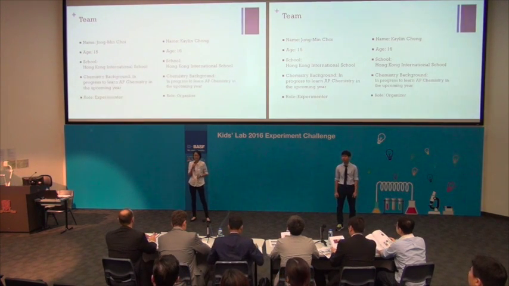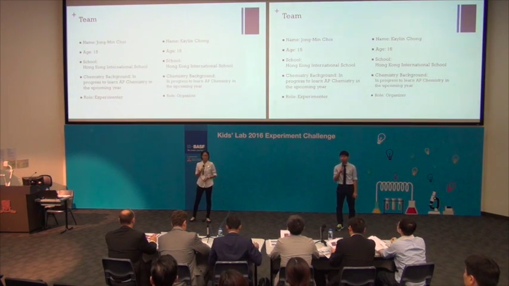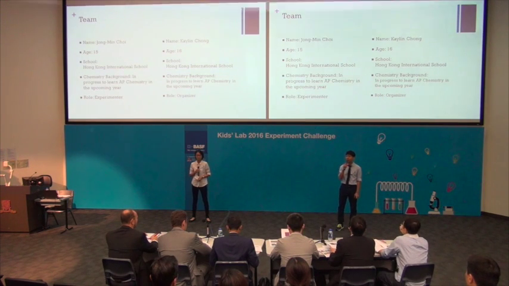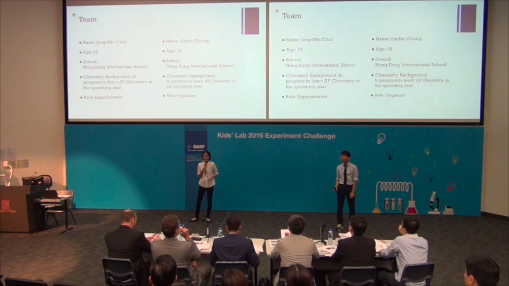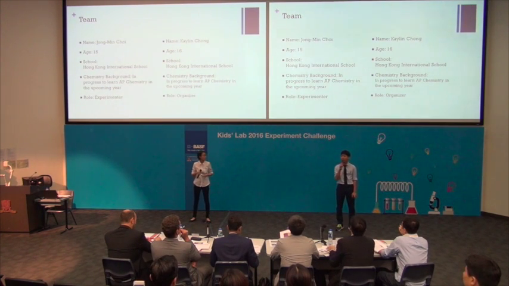Hello, my name is Chong. I'm currently 16 years old. Hello, my name is Choi. I'm currently 15 years old. We are both 10th grade students studying at Hong Kong International School. And we are also both learning AP Chemistry.